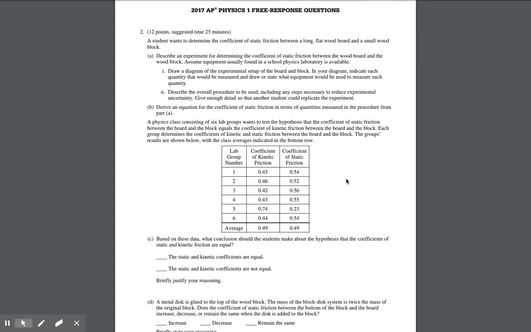Okay, so you should already have an understanding of mu sub k compared to mu sub s. So static coefficient of friction versus kinetic coefficient of friction, you should already have some idea in your head about which one is larger, whether they're equal to each other, etc. Okay, and then looking at that data, you're going to choose one response. They are equal, they are not equal, briefly justify your reasoning.